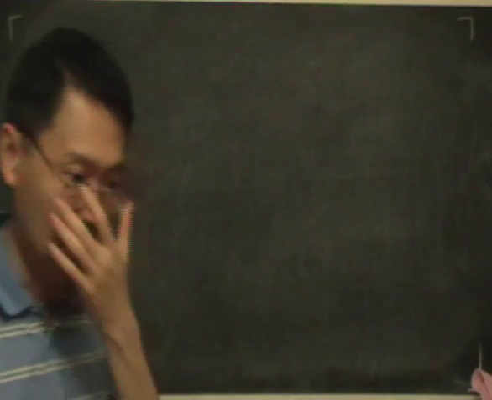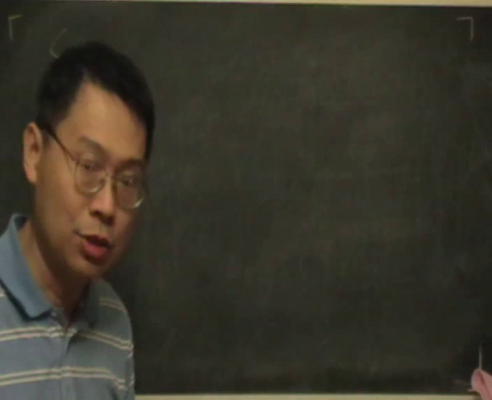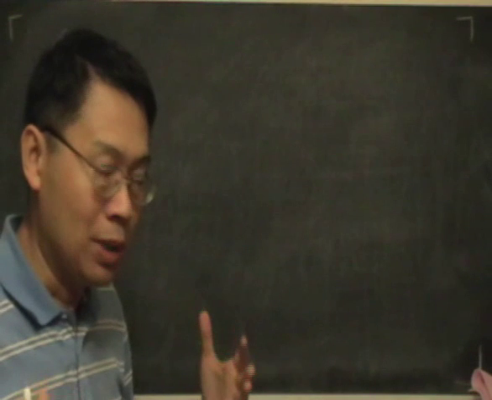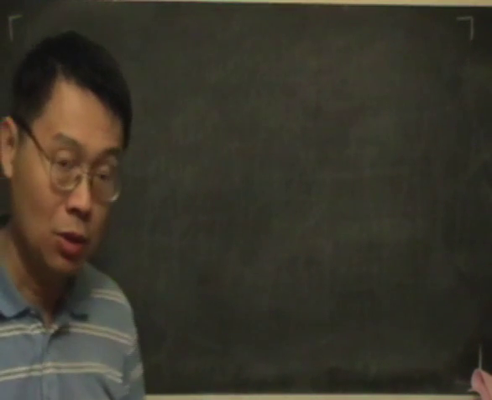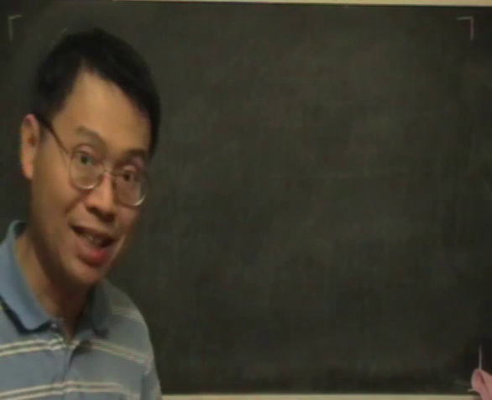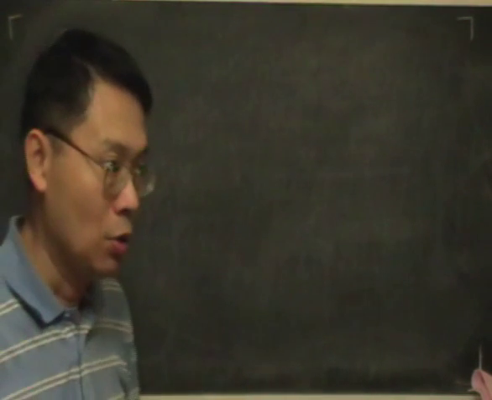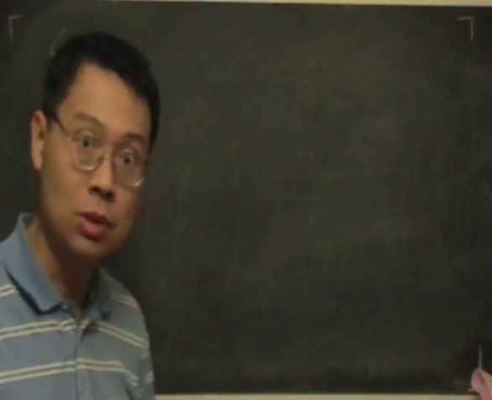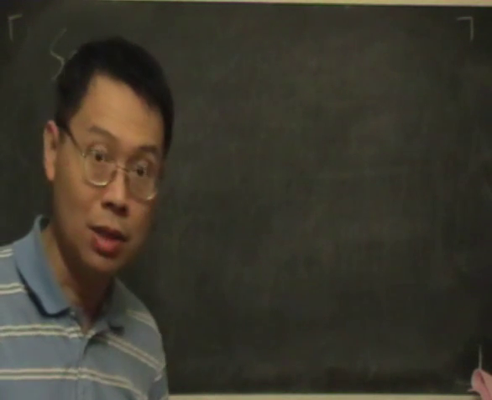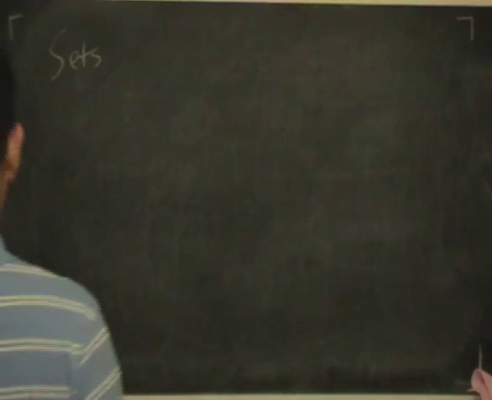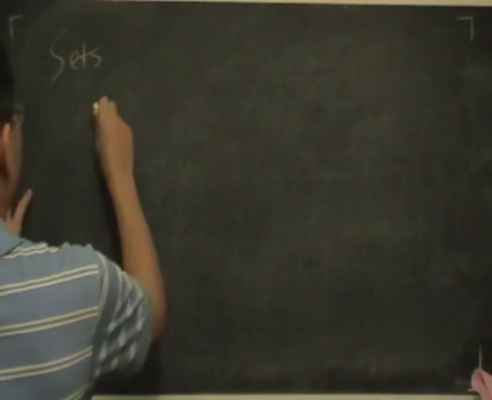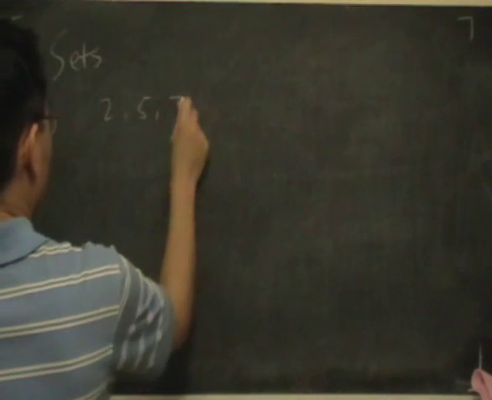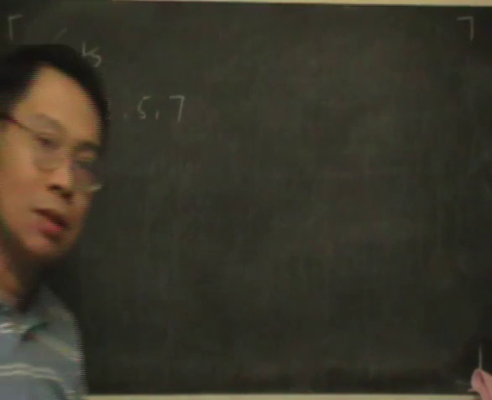A set is basically a collection of objects. It can be any object that you can imagine. It can be a collection of numbers, a collection of letters, a collection of fruits and chairs and tables and books and pencils and anything you like. So, for example, it can be the numbers 2, 5 and 7. That's a set.